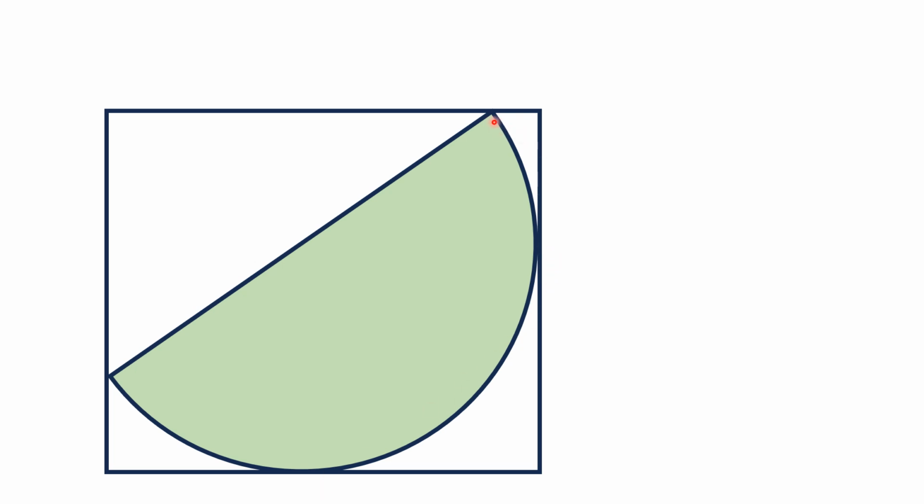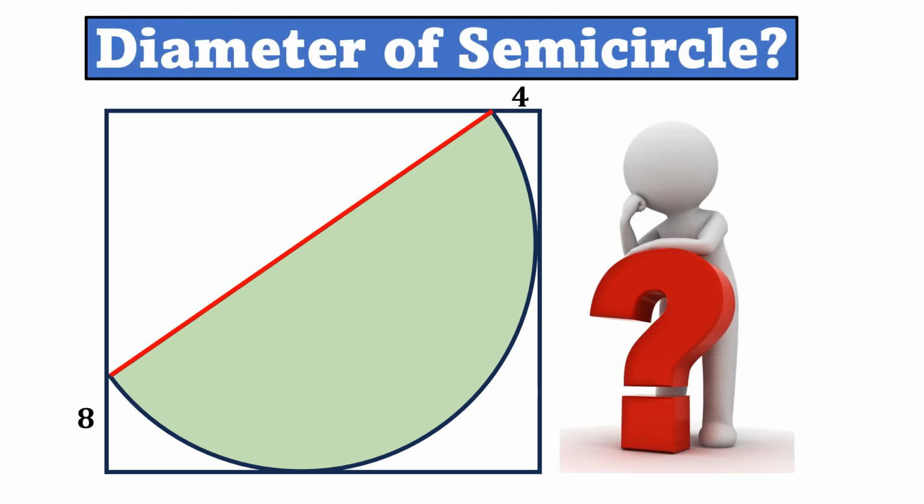If this smaller portion of the length is 4 units and this smaller portion of the length is 8 units, then by this limited data we have to find the diameter of this semicircle. Let's move towards the solution.